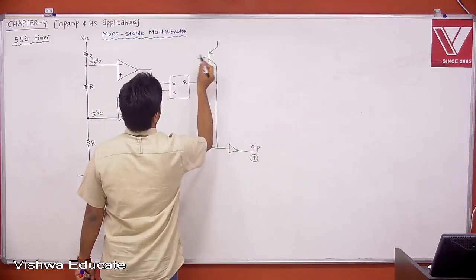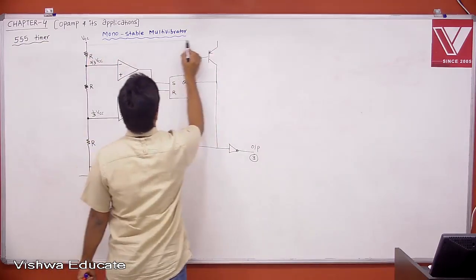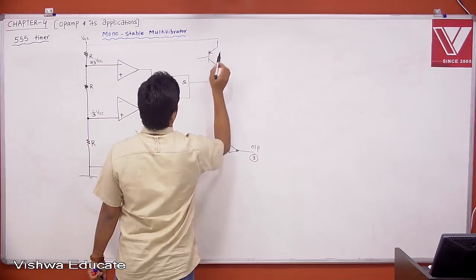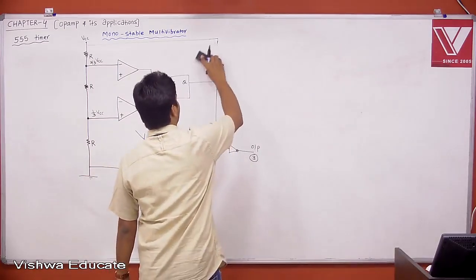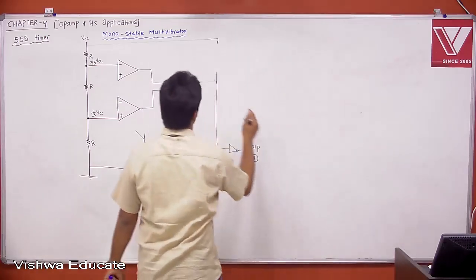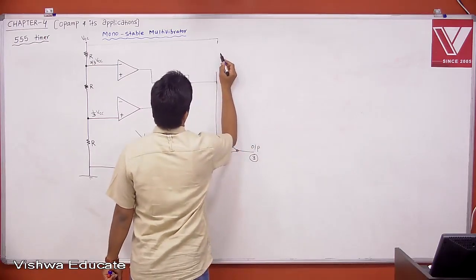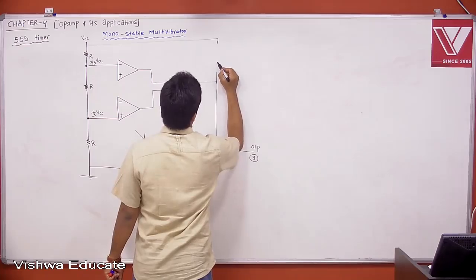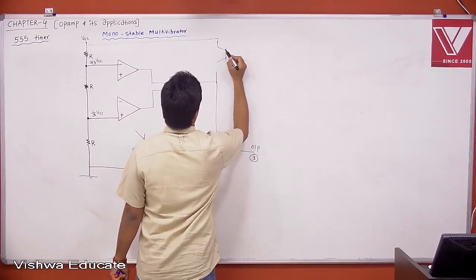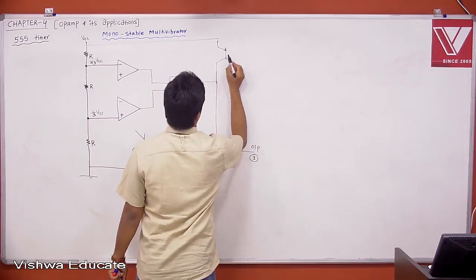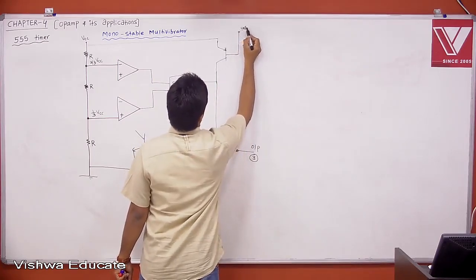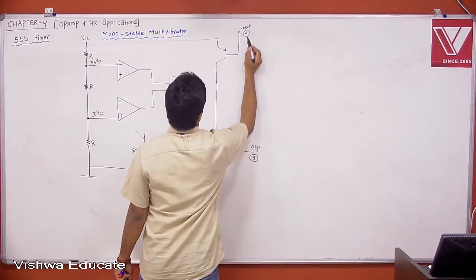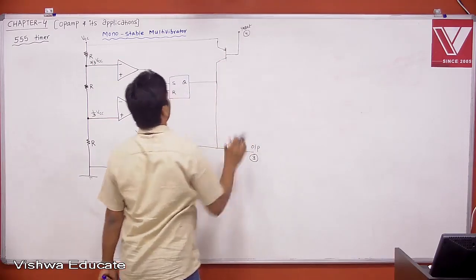This is your reset, and this is your power supply. Again, last time also I did like this, now also I am doing this. Now this is your NPN transistor. This is terminal number reset, terminal number 4. This is the PNP transistor.